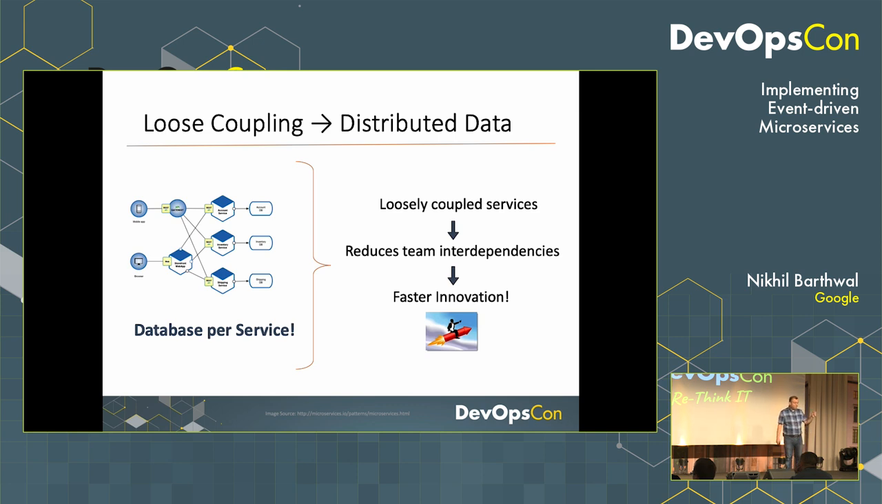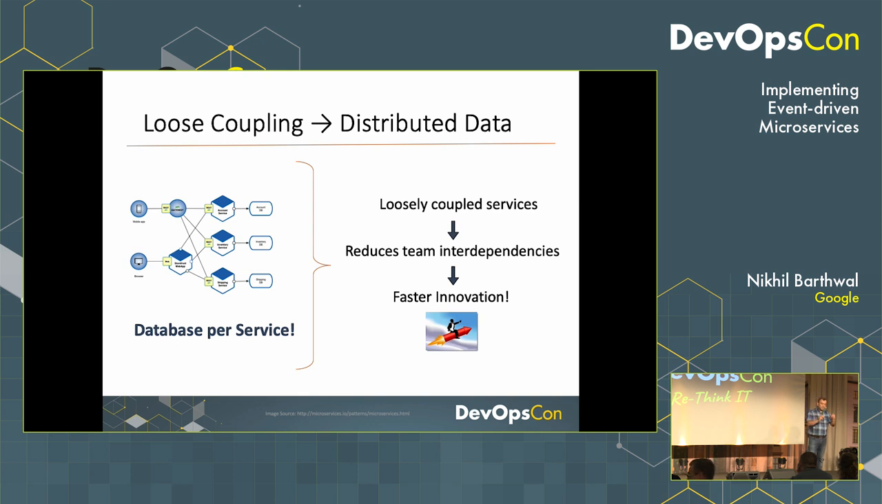Typically what you have is each service has one database. Now, when I say one database, it doesn't have to be a physically separate database. It could be a logically partitioned one. Nevertheless, it has one database. That is to say that the schema is private to only one service. You don't share schema across two services.